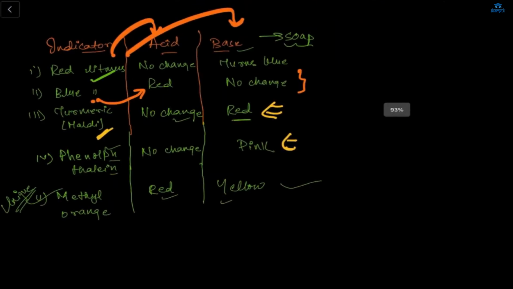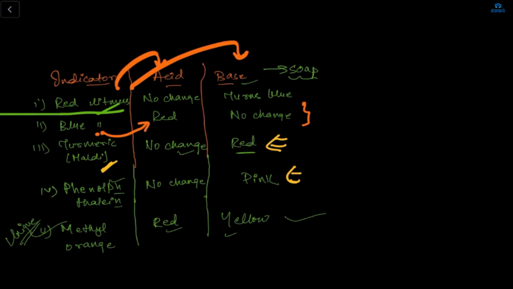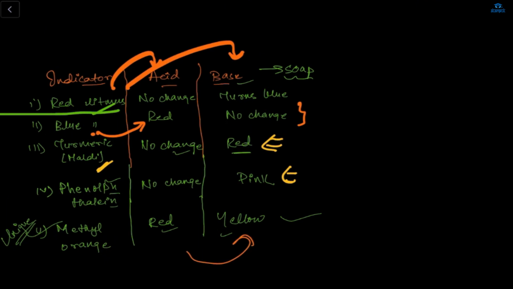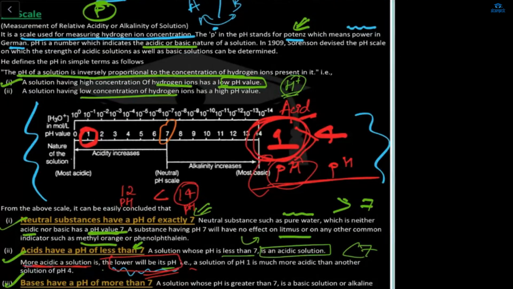These are the types. So if red litmus is dipped into acid, will there be any change? Ma'am, the red litmus for acid will have no change, but for base will become blue. Yes. And for the methyl orange, in the acid, it will turn red, and in the base, it will turn yellow. So these are the strength. 7 is your neutral. And if you go 8, 9, 10, what will happen? Ma'am, it will be a base.